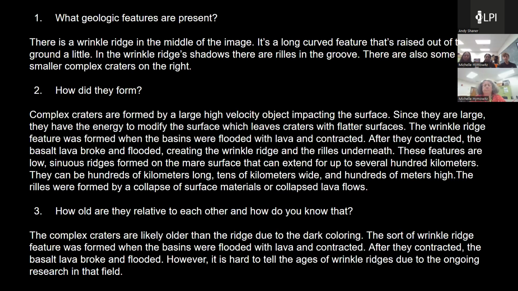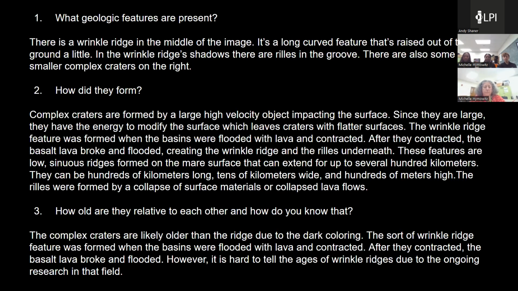So, like I said, there is a wrinkle ridge in the middle of the photo, which is basically a long curved feature that's raised out of the ground. And there are rills in the groove and some smaller complex craters on the right. And just like Mason said, complex craters are formed by a high velocity object that impacts the surface. Since the objects are large, they have the energy to modify the surface of the moon, which leaves craters with flatter surfaces. The wrinkle ridge, which is the main focus of the image, was formed when the basins were flooded with lava and then they contracted. After they contracted, the basalt lava broke and flooded, which created the wrinkle ridge as well as the rills underneath. And the wrinkle ridges are low, sinuous ridges that are formed on the mare surface.